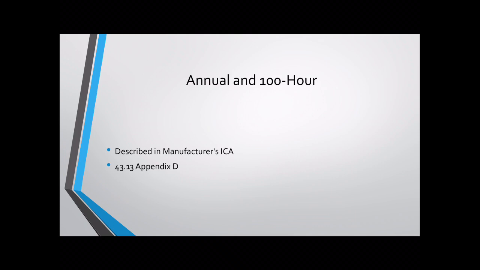Annual and 100 hours are described in the manufacturer's instructions for continued airworthiness. In most cases, this will be in the form of the maintenance manual. Many aircraft provide a list of inspection items to be used for either a 100-hour or annual inspection. If for some reason a manufacturer has not provided that information, our next best resource is the 14 CFR Part 43.13, Appendix D. Appendix D defines the scope and detail required for an annual or 100-hour inspection.